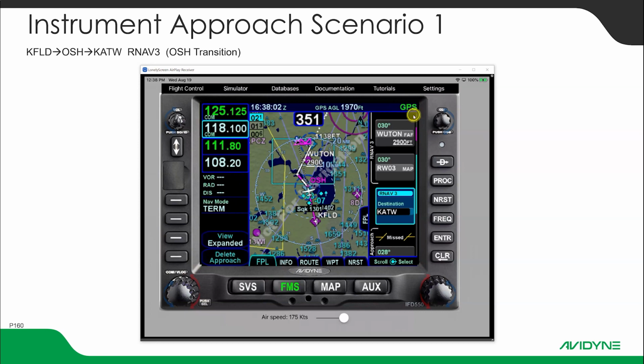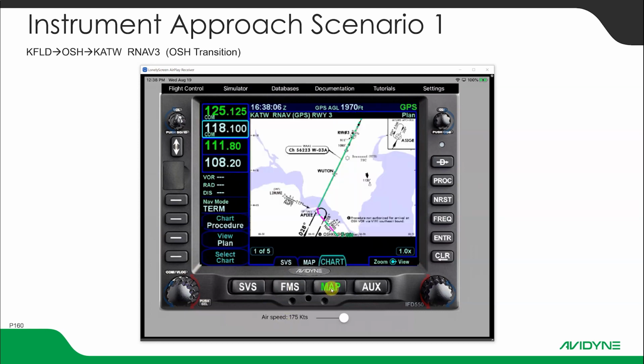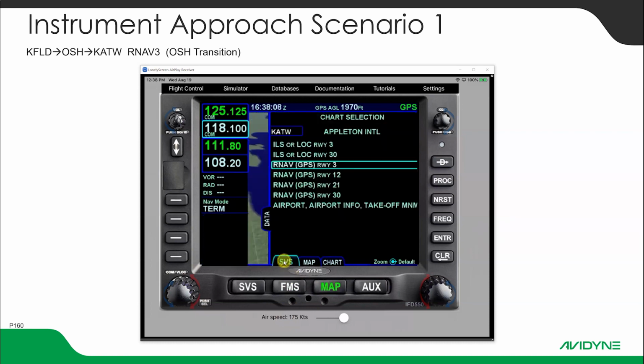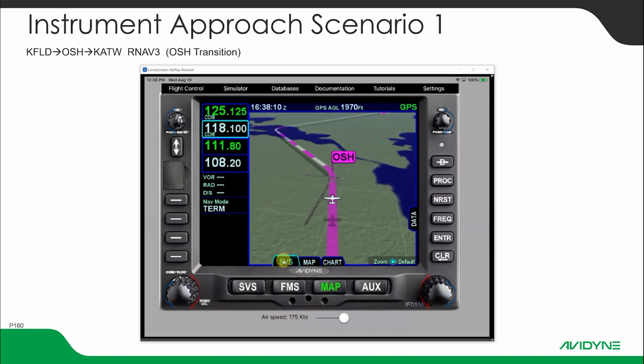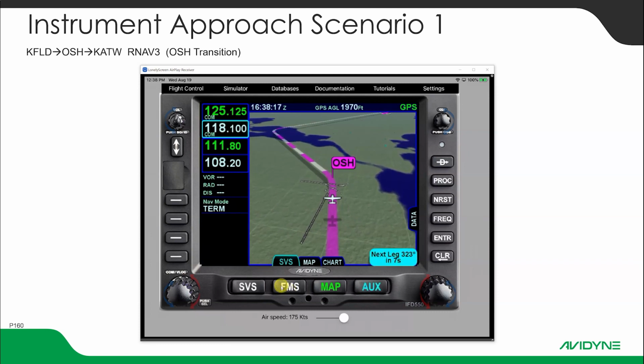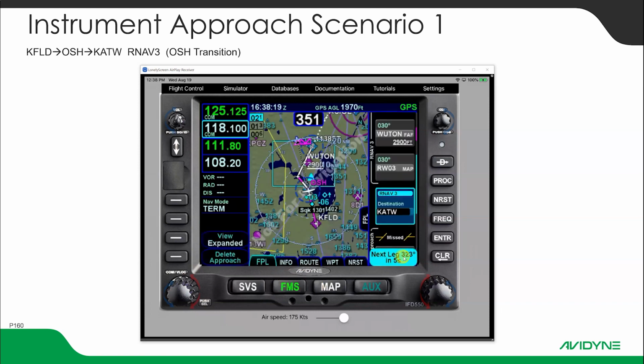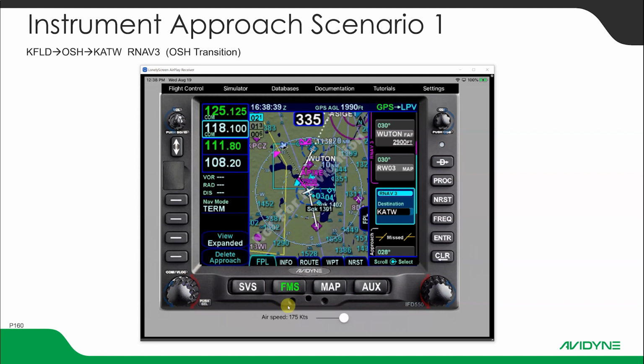So now we're in GPS mode. We're nearly to the OSH transition. If I go over to the map page and select SynViz, you can kind of see a 3D version of it, right? Now we're transitioning to OSH, which is our initial approach fix. I'm going to go back to FMS here. Notice it says next leg in 4 seconds, and there it goes.